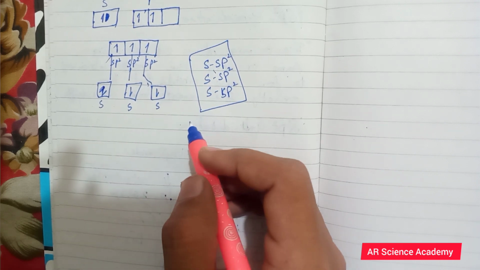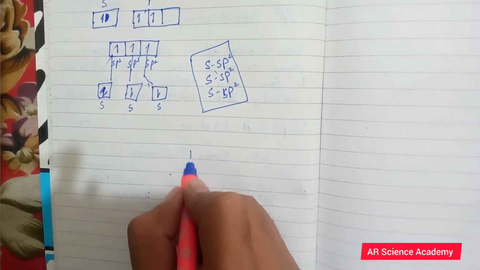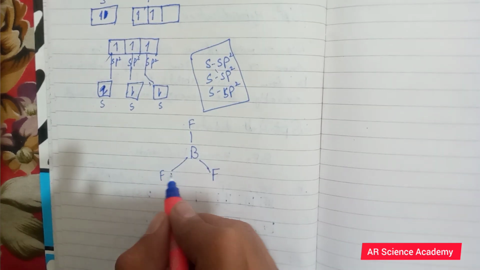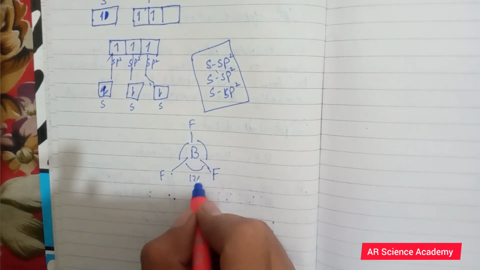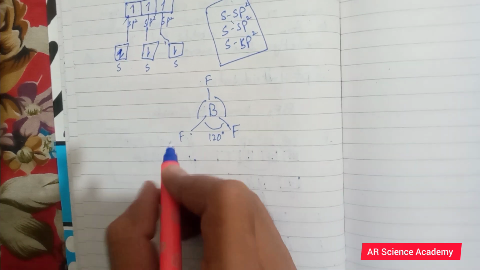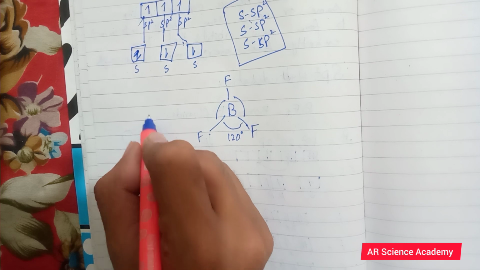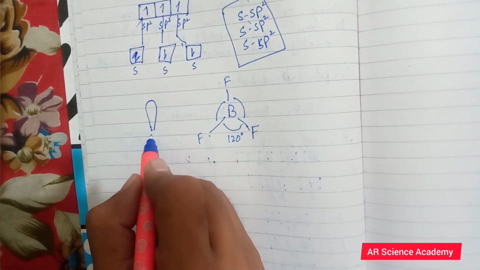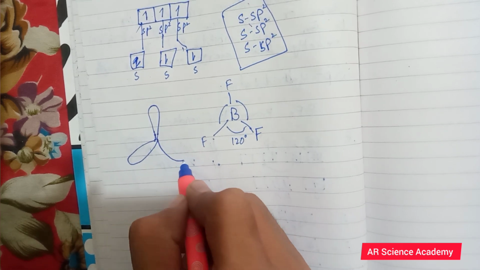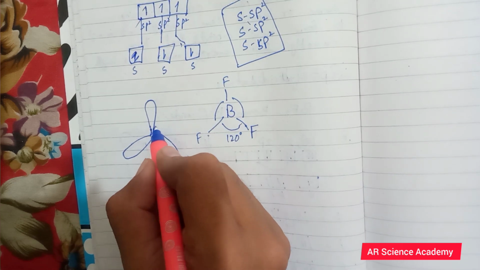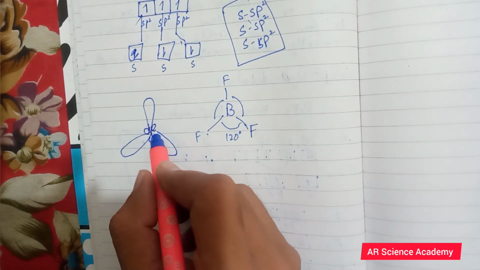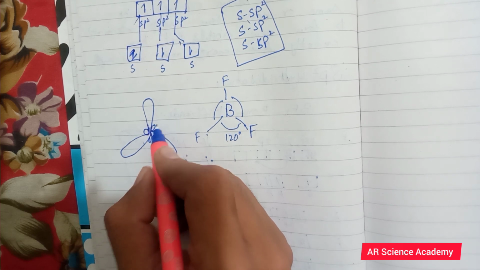Now we explain the geometry and angle of boron trifluoride. In BF3, this is fluorine, this is also fluorine, and this is also fluorine. The angle between each bond is 120 degrees. This is the structure of BF3. Now we will draw the geometry of BF3. These are p orbitals, and here you can also see a small lobe. This small lobe is the s orbital. The bond angle between each bond is 120 degrees.